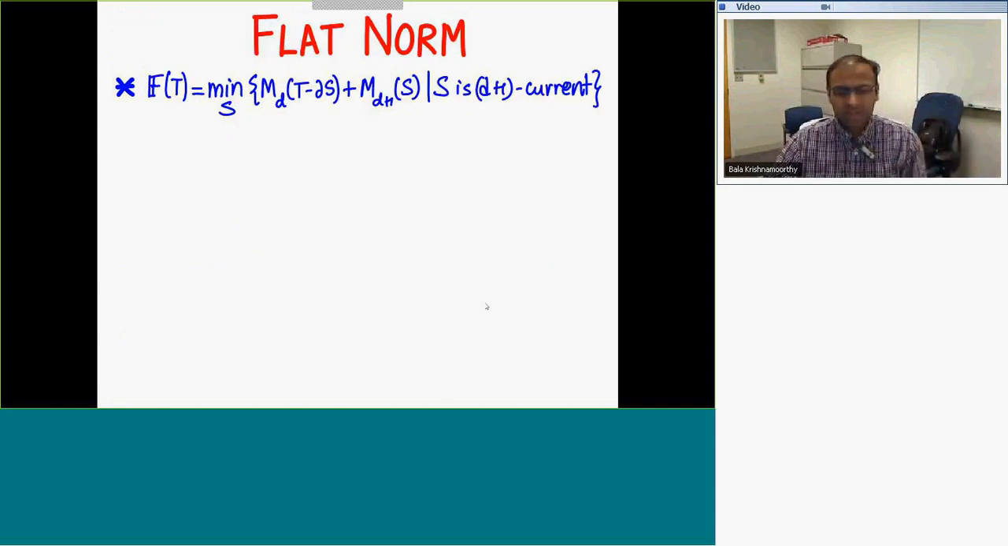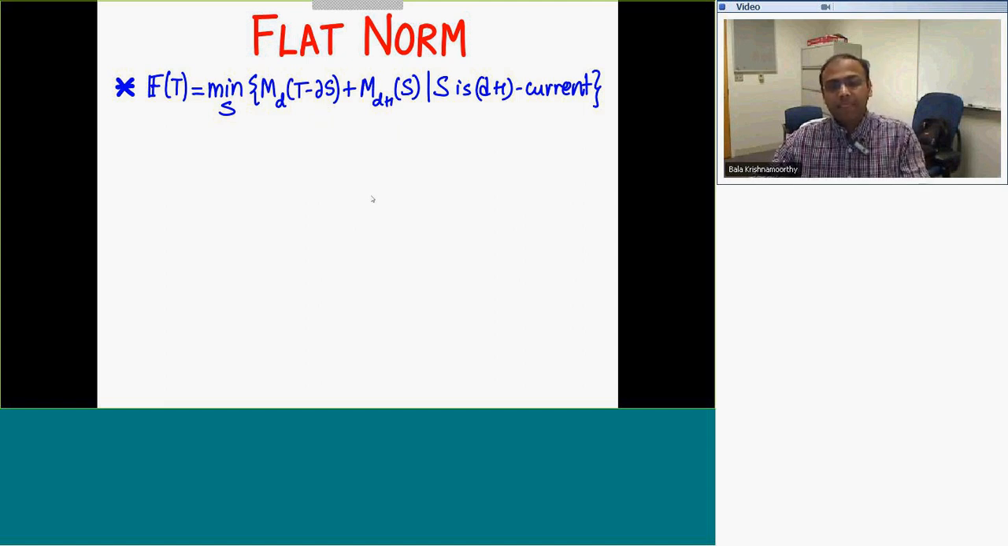So you need a definition of distance, and that is the flat norm. It's actually not a norm, it's a semi-norm, but I'll give you some intuition, but here's the formal definition. Given a T, you look for D plus 1 currents S such that you get the sum of T minus boundary of S and S. For people who are familiar with homology, this is where the T minus boundary of S is where the homology shows up.